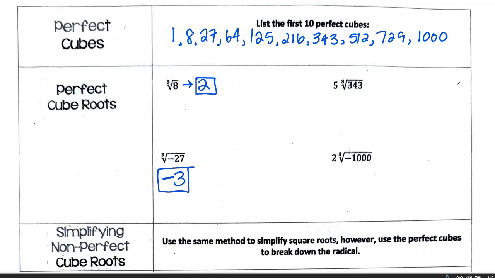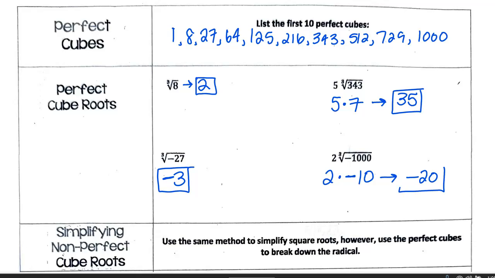So our answer here would be -3. All right, let's look at this one. We have 5. Remember, whatever the cube root of 343 is, we're going to multiply that times 5. And then we can see that the cube root of 343 is 7. And that means that our answer is 35, 5 times 7. All right, on this next one, whatever the cube root of -1,000 is, and remember our answer is going to be negative, so let's go ahead and write that. And we're going to multiply it times 2. So the cube root of 1,000 is 10. So we have 2 times -10, and that gives us -20.